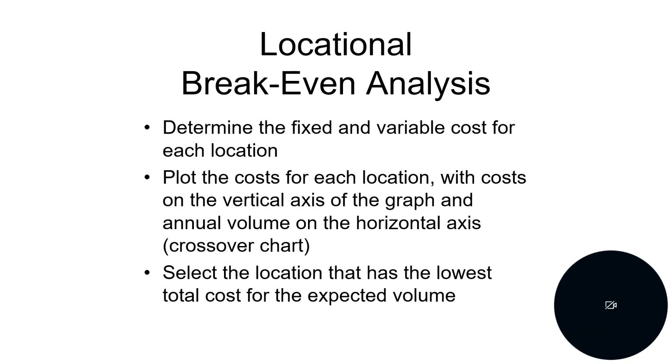Next, we have our locational break-even analysis. This compares locations based on their fixed and variable costs relative to expected volume. This is normally plotted on a crossover chart, and we want the location with the lowest total cost. Obviously, we want to spend the least amount of money. If location A, for example, has a lower fixed cost but a high variable cost, and location B is the opposite, the break-even point is going to determine which is cheaper for their projected sales volumes. It just depends on how much they're projecting to sell.